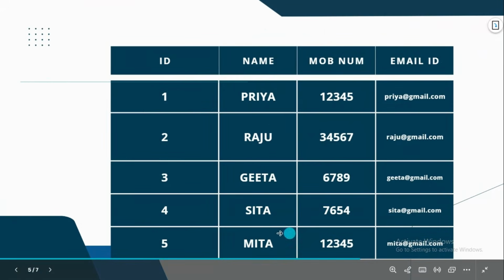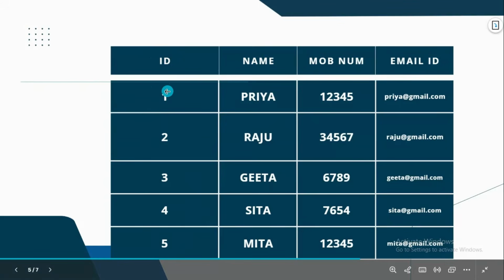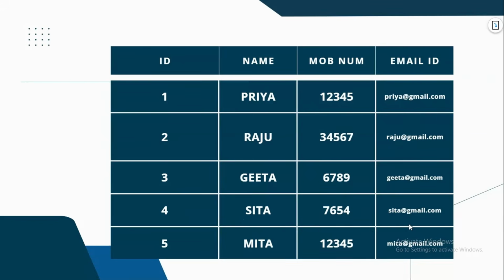Now here, this is how the data looks. It will be in the form of rows and columns. Here I have four columns: ID, name, mobile number, and email ID, and these are the rows. The data I have is 1, 2, 3, 4, 5, with the name, mobile number, and email ID. So the data will be in the form of a table.